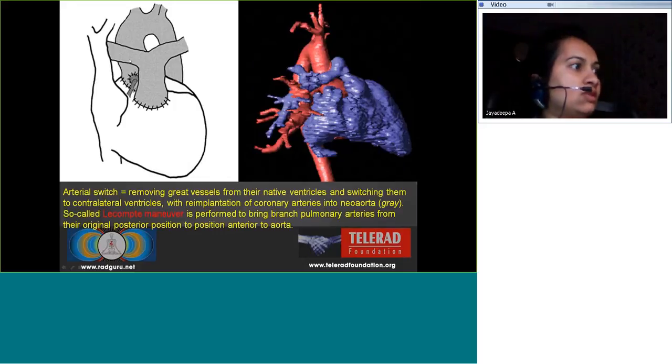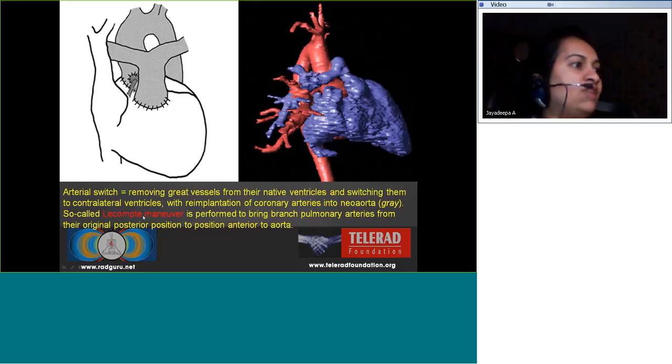So this is the arterial switch procedure which is performed, which involves removing the great vessels from the native ventricles and switching them to the contralateral ventricles. So there is also reimplantation of the coronary arteries into a new aorta, which is shown here. This is a new aorta that they have created, and the coronary arteries are reimplanted.